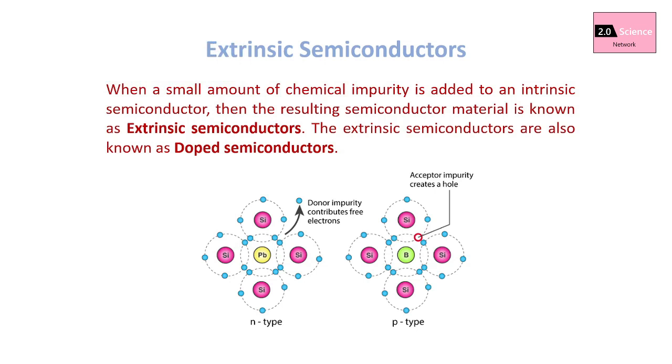Second part is extrinsic semiconductors. When a small amount of chemical impurity is added to an intrinsic semiconductor, the resulting semiconductor material is known as an extrinsic semiconductor. Extrinsic semiconductors are also known as doped semiconductors. The process of adding impurity to the intrinsic semiconductor is known as doping. The doping of semiconductors increases their conductivity.